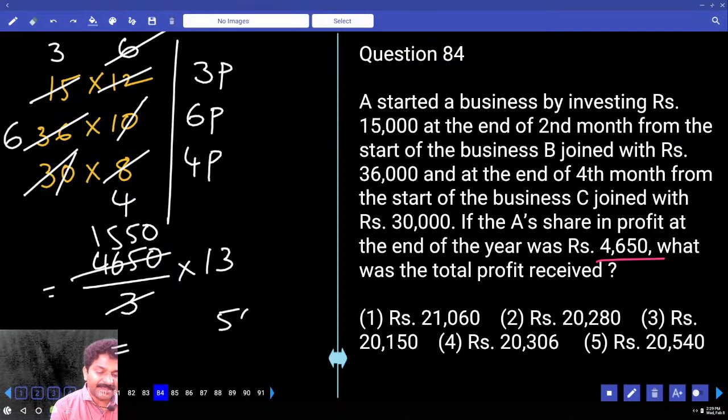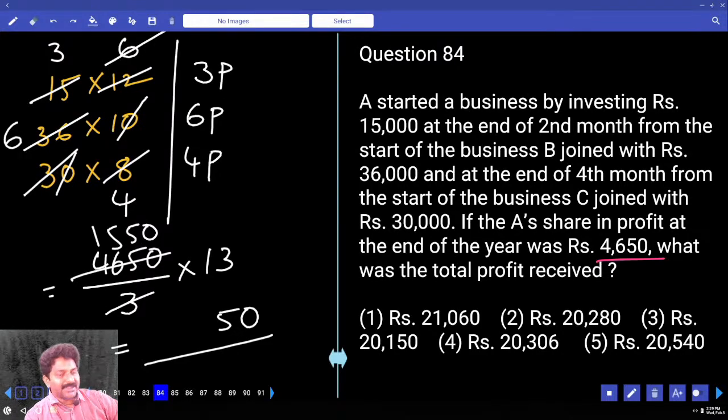Answer must end with 50 only. You have a 0 in 1550. Forget about that 0. It ends with 5 and 3 multiplication ending with 50. How many options are there? Only 1.